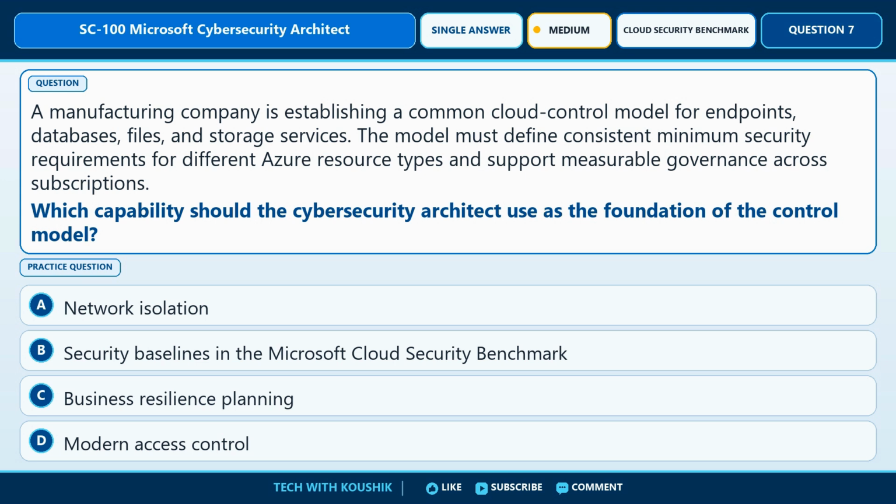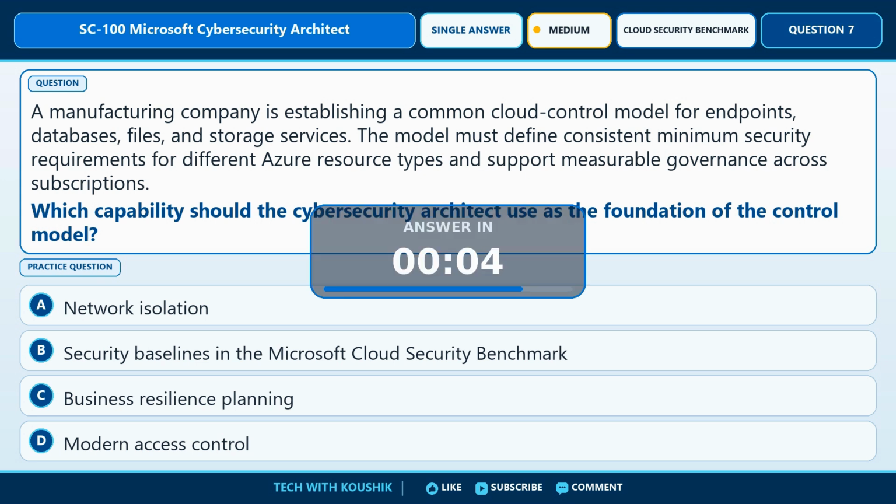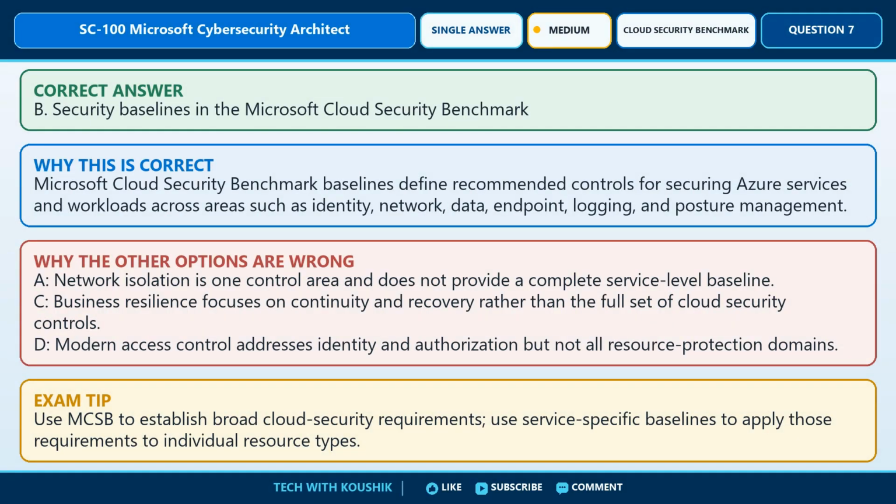The available options are as follows. Option A: network isolation. Option B: security baselines in the Microsoft Cloud Security Benchmark. Option C: business resilience planning. Option D: modern access control. The correct answer is option B: security baselines in the Microsoft Cloud Security Benchmark.